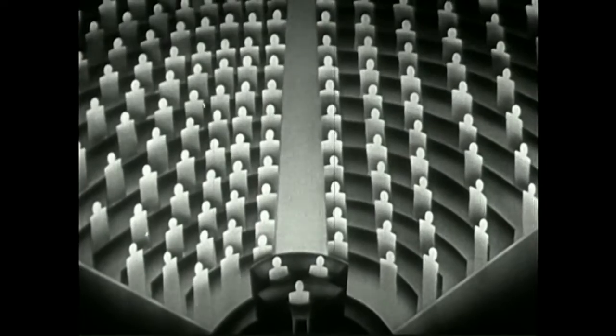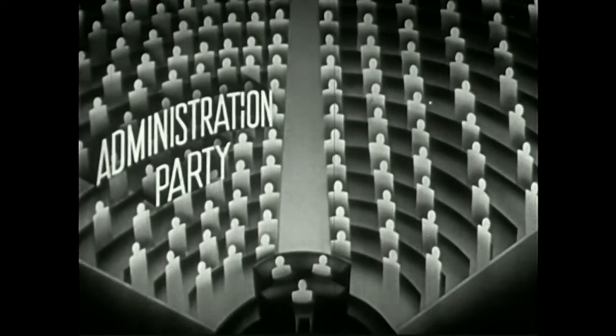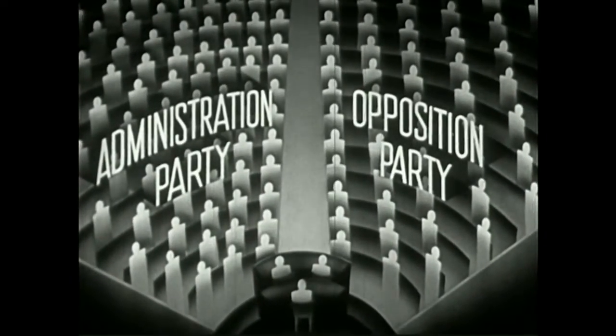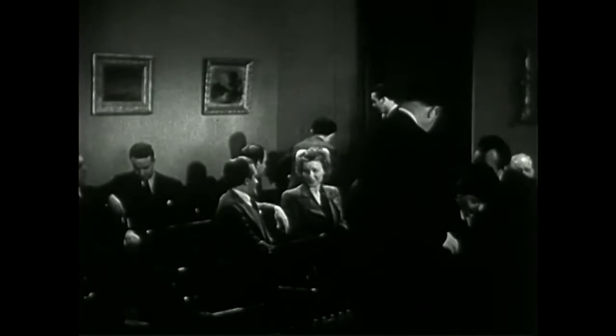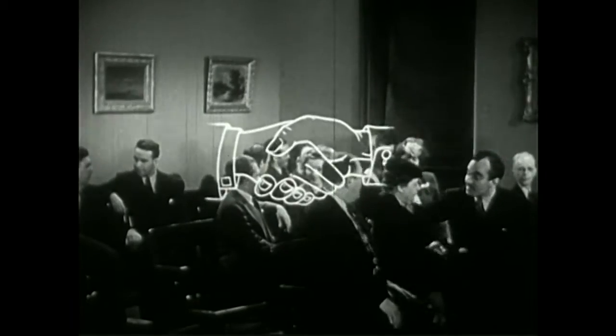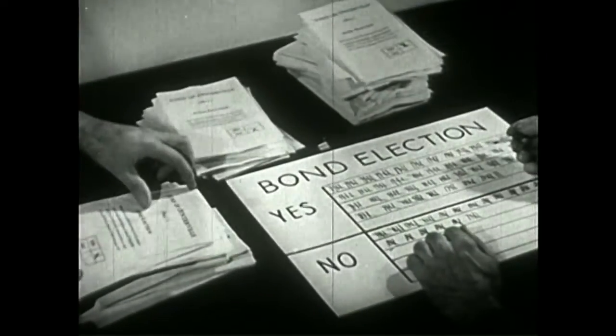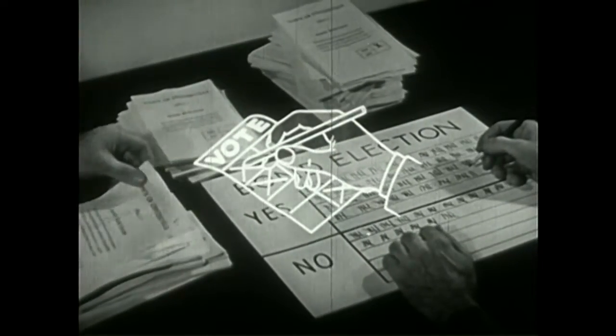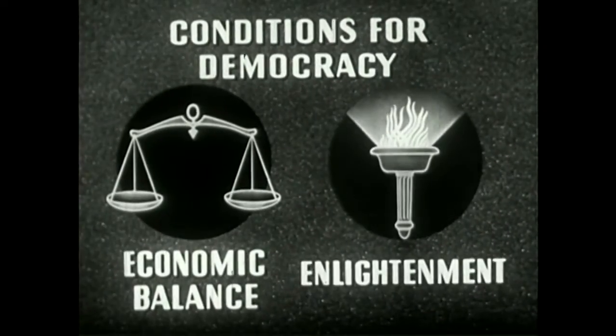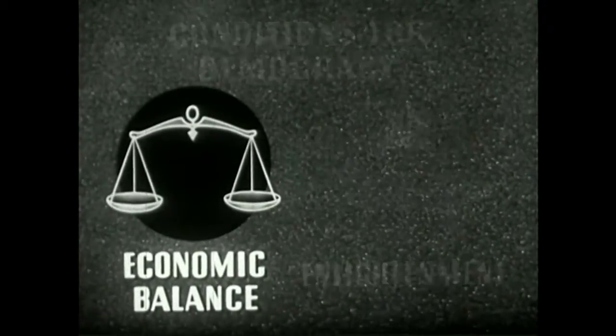A strong opposition is made possible by an effective political party system. The two most important signs of democracy, then, are shared respect and shared power. They, in turn, depend on many conditions. Let's consider two of these conditions: economic balance and enlightenment.